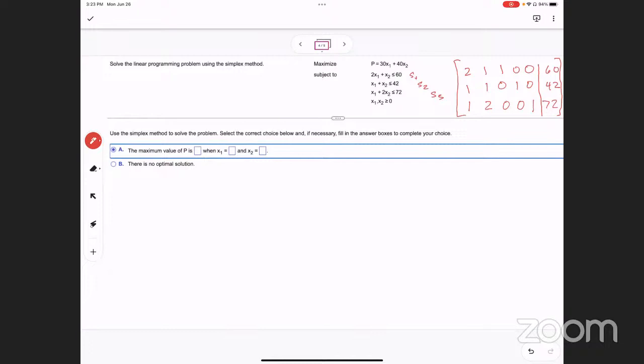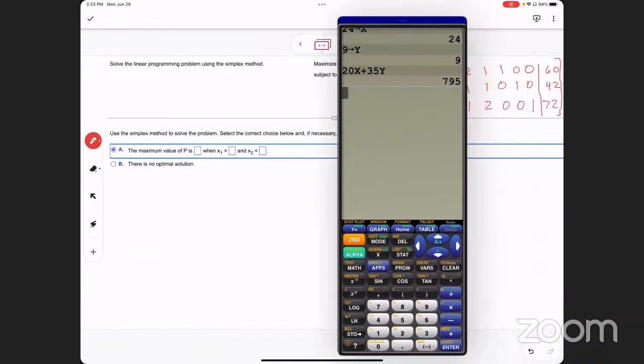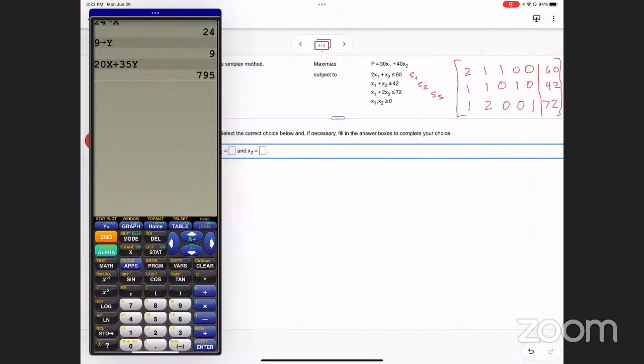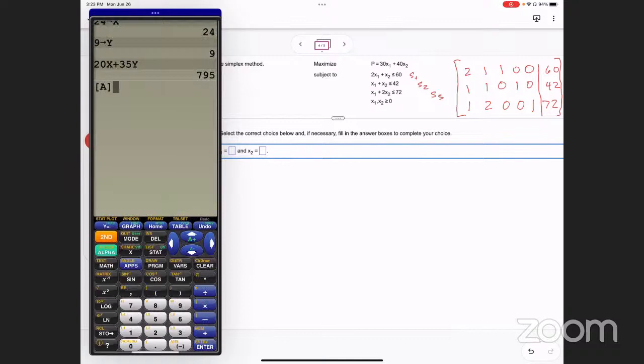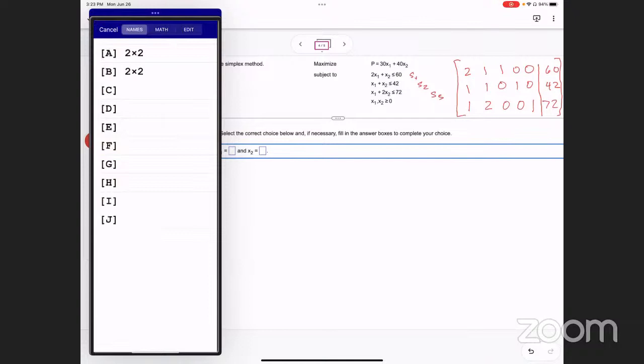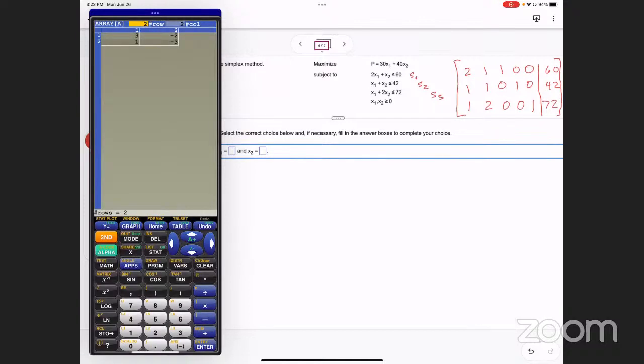So now what we're going to do, if I remember correctly, is we're going to take this equation, stick it into our matrix, and edit. Second matrix, edit, and we're going to make it a 3 by 6. Remember that 3 by 6 matrix, and then enter those things in: 2, 1, 1, 0, 0, 60.